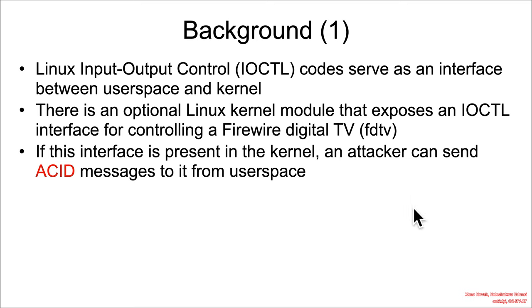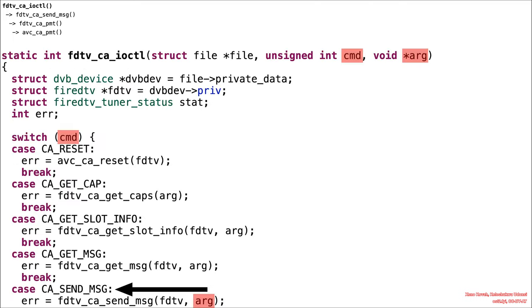So if this interface is present in the kernel, like I said, it's an optional thing, an attacker can send in ACID messages from user space that will subsequently be parsed by the kernel driver. So I'm going to provide you a bunch of code on the website, but first I just want to talk you through how the control flow reaches where the vulnerability is.